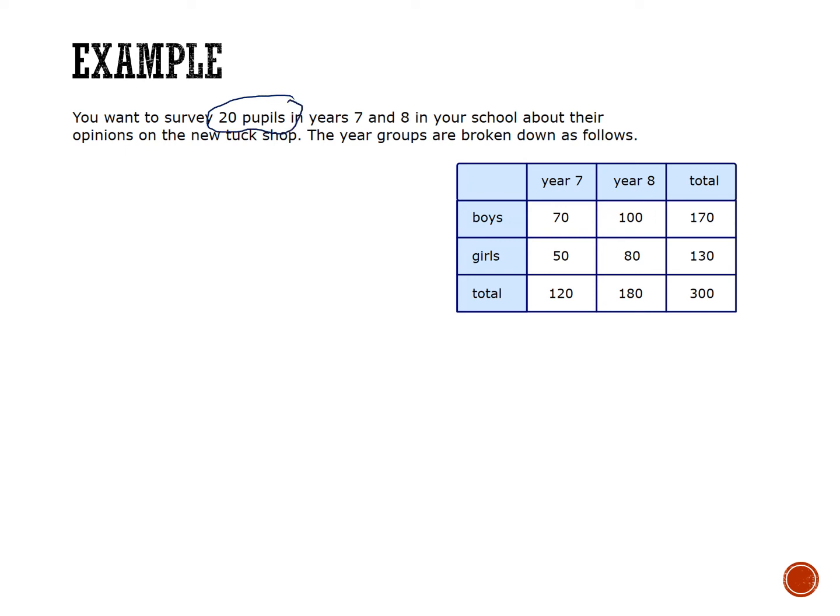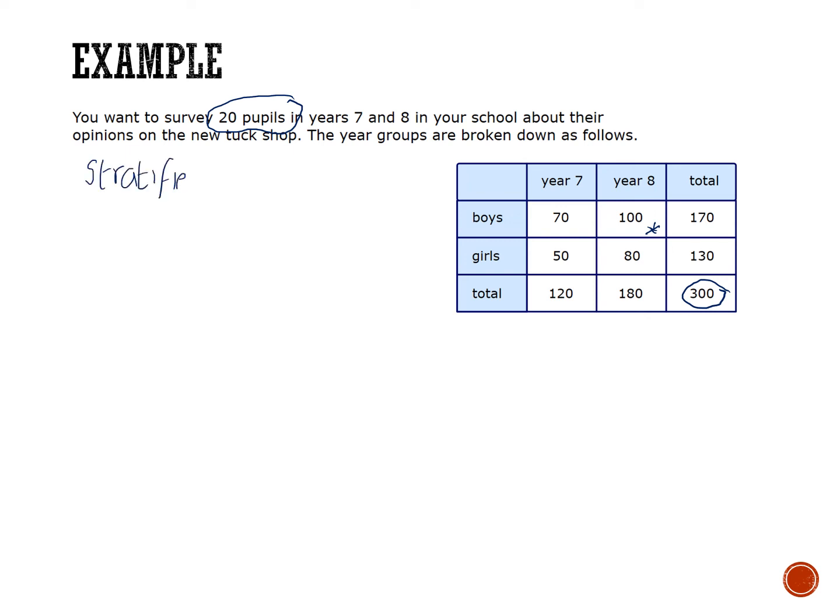So how are we going to choose the ones we want to survey? Now, if we did a random sample, we could just number all of those 300 students and randomly pick 20. But you can see the problem with that. I could end up with all boys from year 8, because if I pick 20 people, they could all be in this one here. So we're going to do a stratified sample.